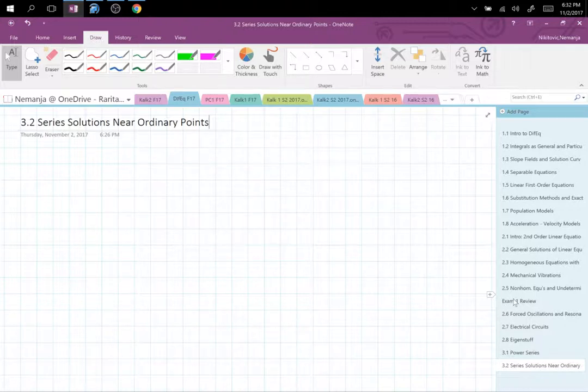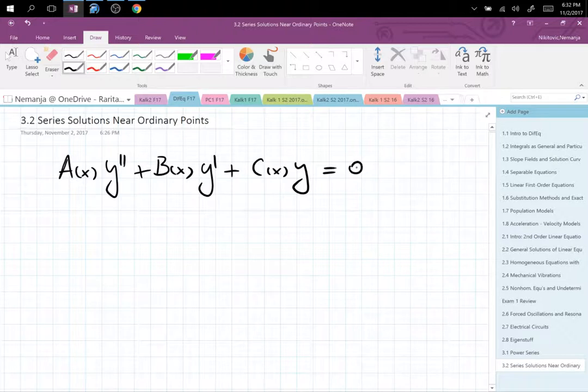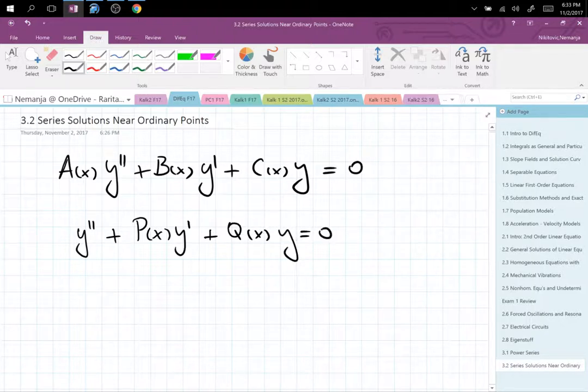So we start with the standard thing we had in our chapter 2, right? When you had A of x, B of x, and C of x in the second order differential equation, and then we convert that, dividing everywhere by A of x, which is not 0. So we divide everywhere by A of x and we convert that into y double prime plus p of x y prime plus q of x y equal to 0.